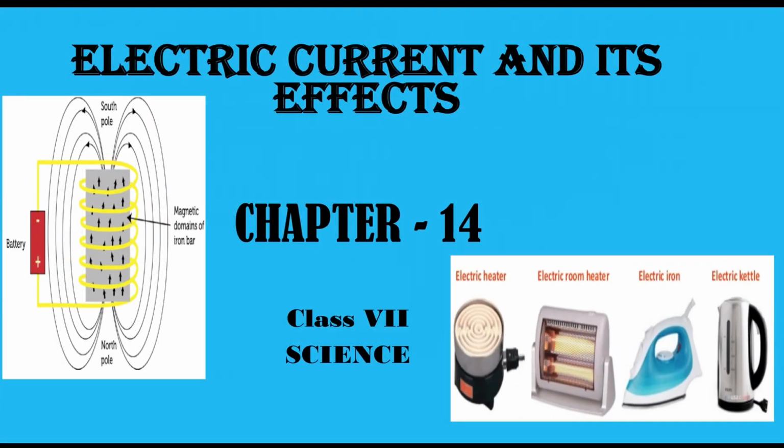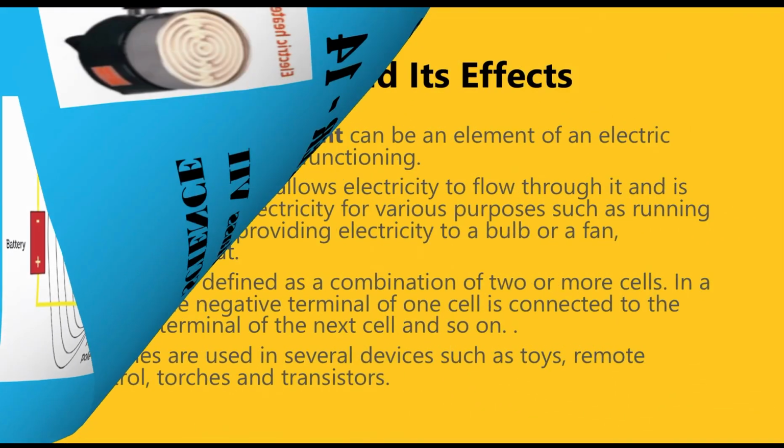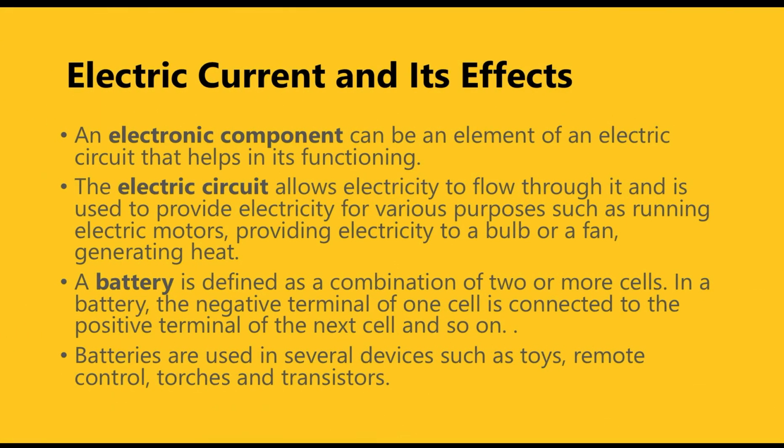Hello students, today we are going to discuss your chapter 14, Electric Current and its Effects, class 7th Science. As you can see from the pictures also, different types of appliances have been shown which are used for electric effect or heating effect. So let's start. Electric current and its effects.